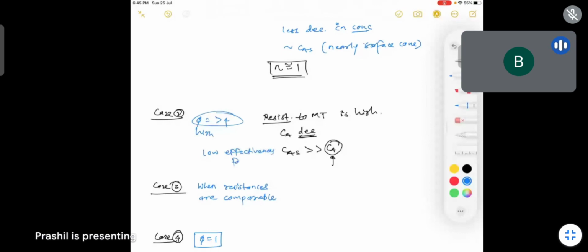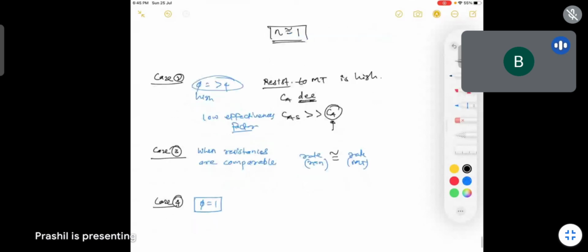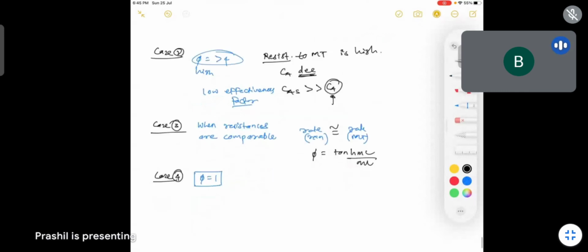The third case is when both the resistances are comparable, that is the resistance to reaction and the resistance to mass transfer. If both are comparable, then you know the formula: the effectiveness factor is tanh(ml)/ml. And when phi is equal to 1, you can substitute ml, that is phi, equal to 1. So you find tanh(1) divided by 1.